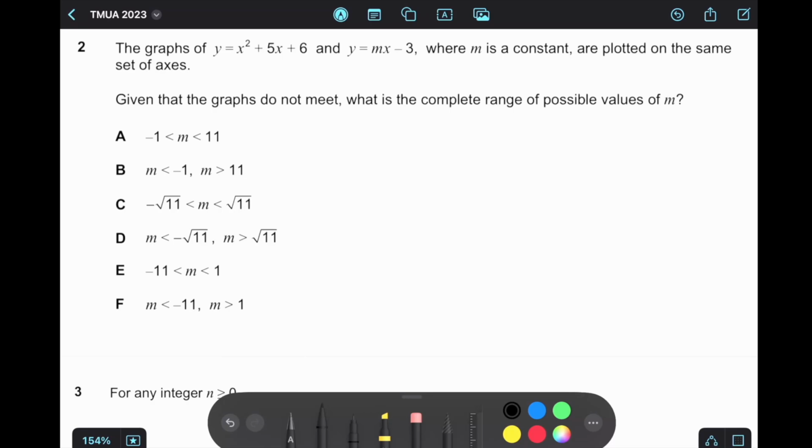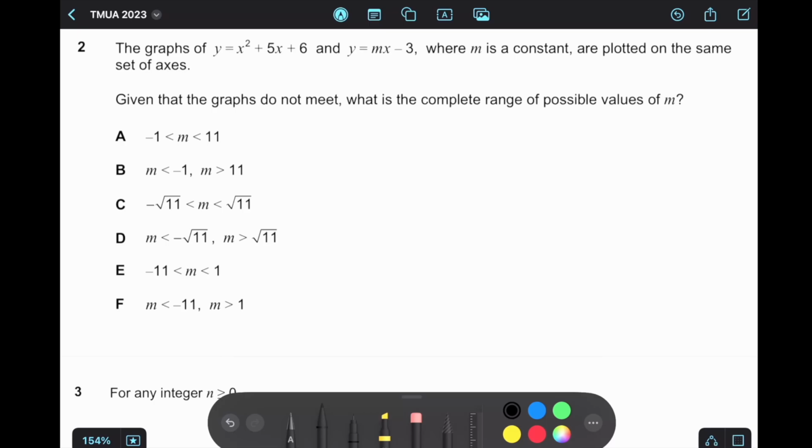Moving on to the second question, here we have two equations which are y equals x squared plus 5x plus 6 and y equals mx minus 3, where m is a constant. And we're given that when these two graphs are plotted on the same set of axes, they do not meet. So in this case, what is the complete range of possible values of m?